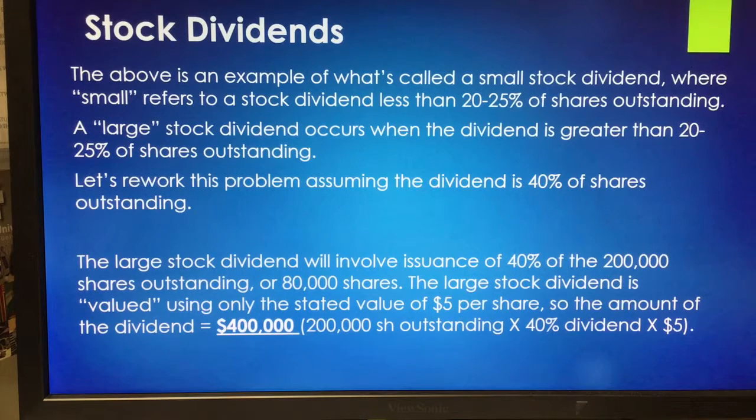Well, let's just again look at the rule here. A small stock dividend involves less than 20 to 25% of shares outstanding. A large stock dividend occurs when the dividend is greater than 20 to 25% of shares outstanding. So let's go back and look at the example we just dealt with. Let's say there's a large stock dividend involving an issuance of 40% of shares outstanding. There are 200,000 shares outstanding, so that's 80,000 shares. The large stock dividend is valued, see the quotes there, using only the stated value of $5 per share. So the amount of the dividend is $400,000: 200,000 times 40% means we're issuing 80,000 shares at $5 a pop. That's $400,000.